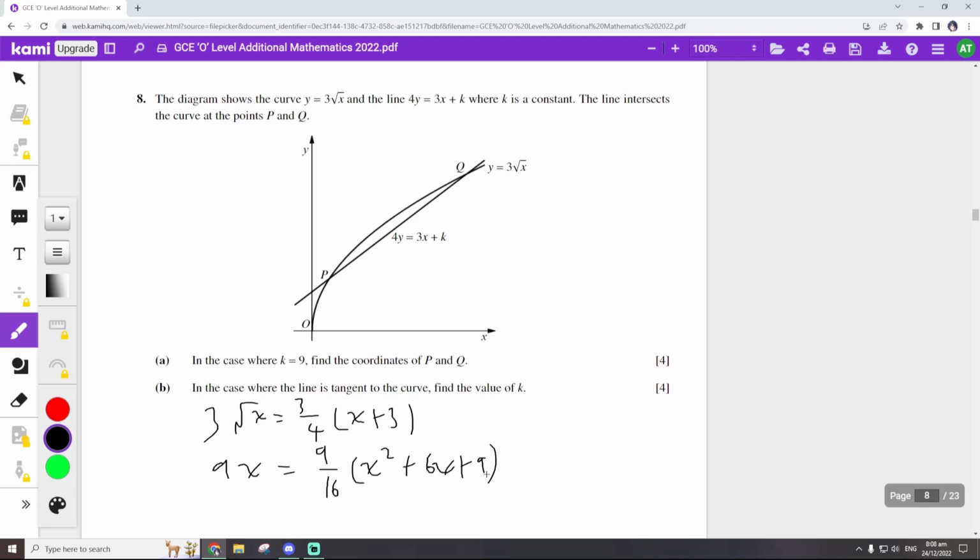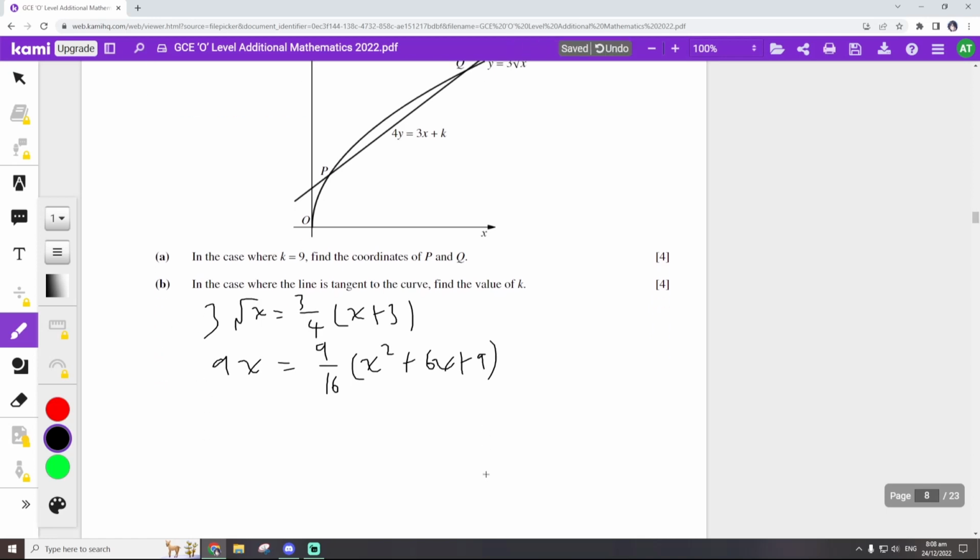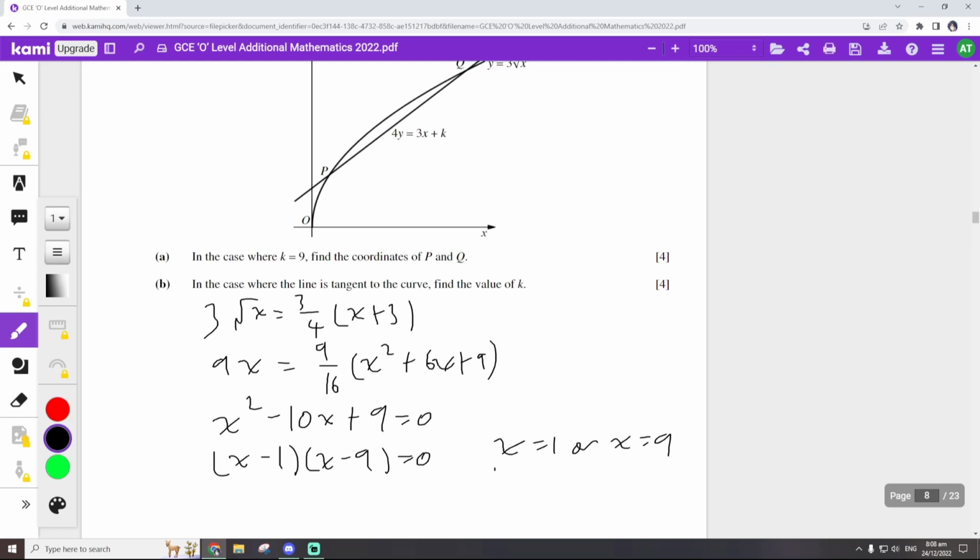We can get rid of that 9 over 16 and multiply by 16 over 9 on both sides, which actually gives us 16x on the left hand side. So if I rearrange everything, I will get x squared minus 10x plus 9 equals 0. Factoring this, (x minus 1)(x minus 9) is very nice. So you get x equals 1 or x equals 9. If I put in 1, I'll get y equals 3 because 3 root 1 is 3. Or if you put in x equals 9, you get y is 3 root 9, which is also 9. Okay, so P is (1, 3), Q is (9, 9).